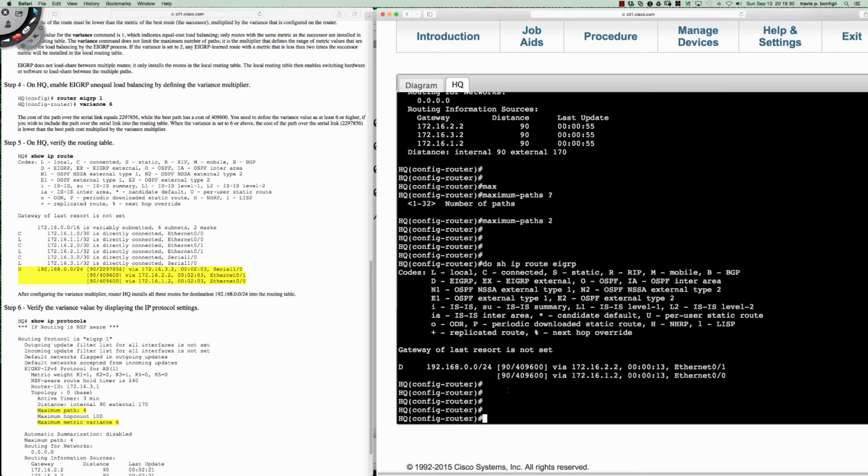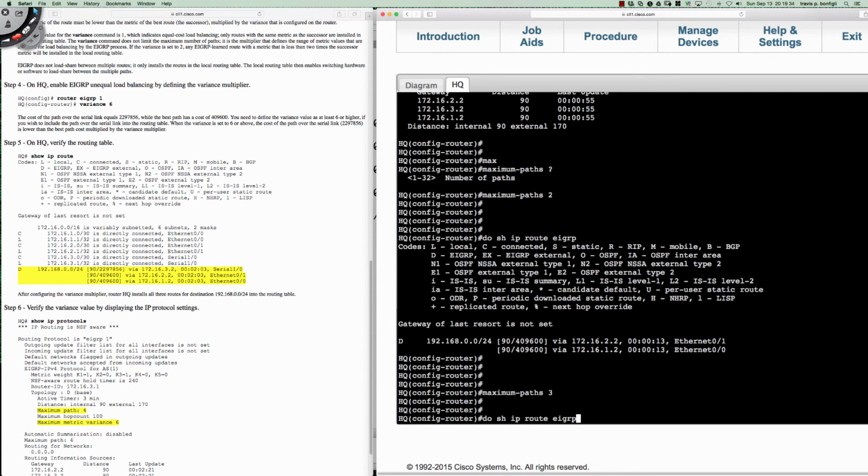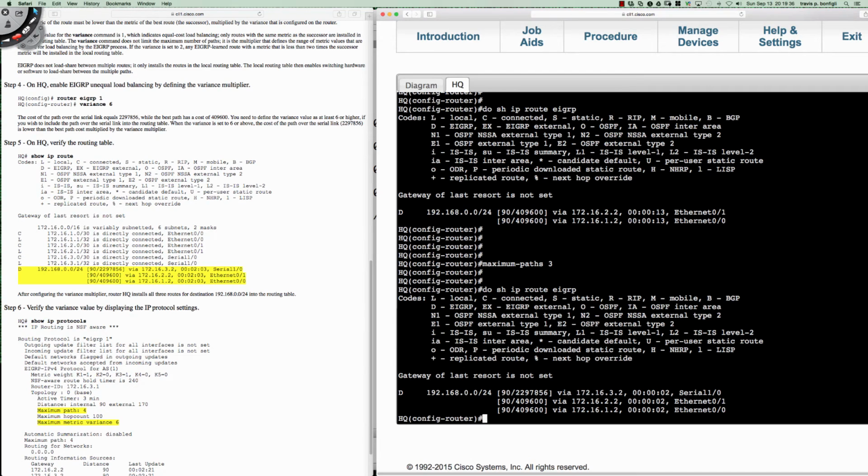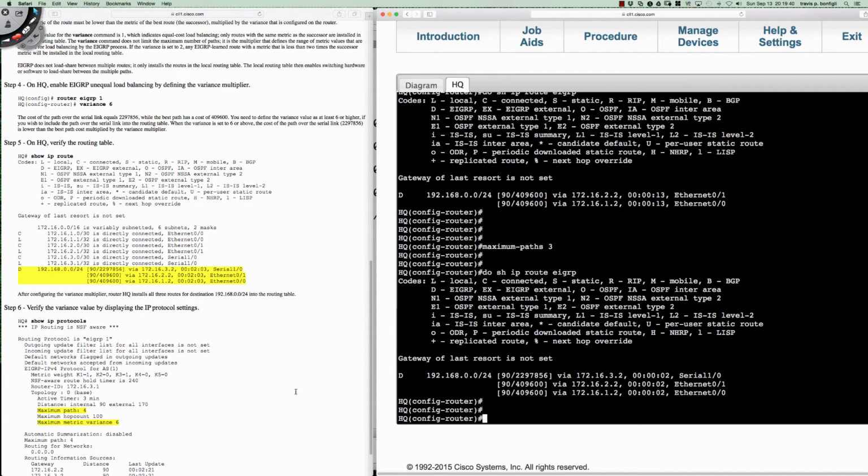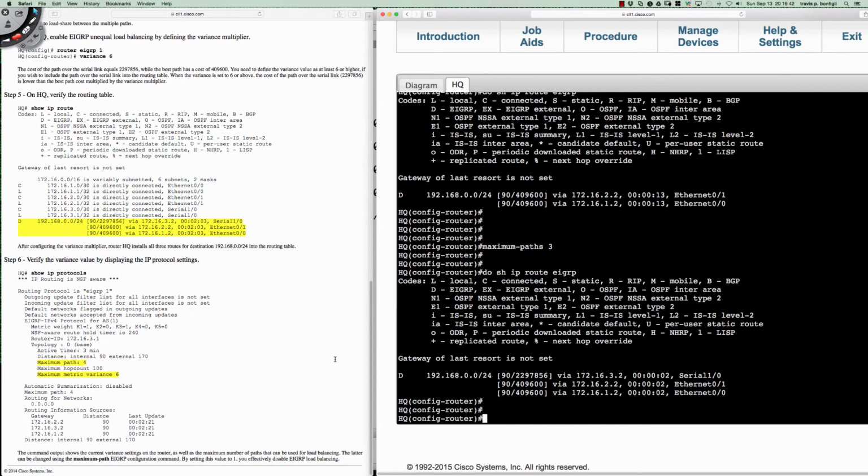If I clear this and pull that command back up, what if I say 3? Then we get our feasible successor back, right? And so that's the maximum-paths command, and that's how you can manipulate how many paths you're able to load balance across. Now this ends up pretty short here. It just mentions maximum paths. Again, if we set it to 1, we're disabling multipathing.